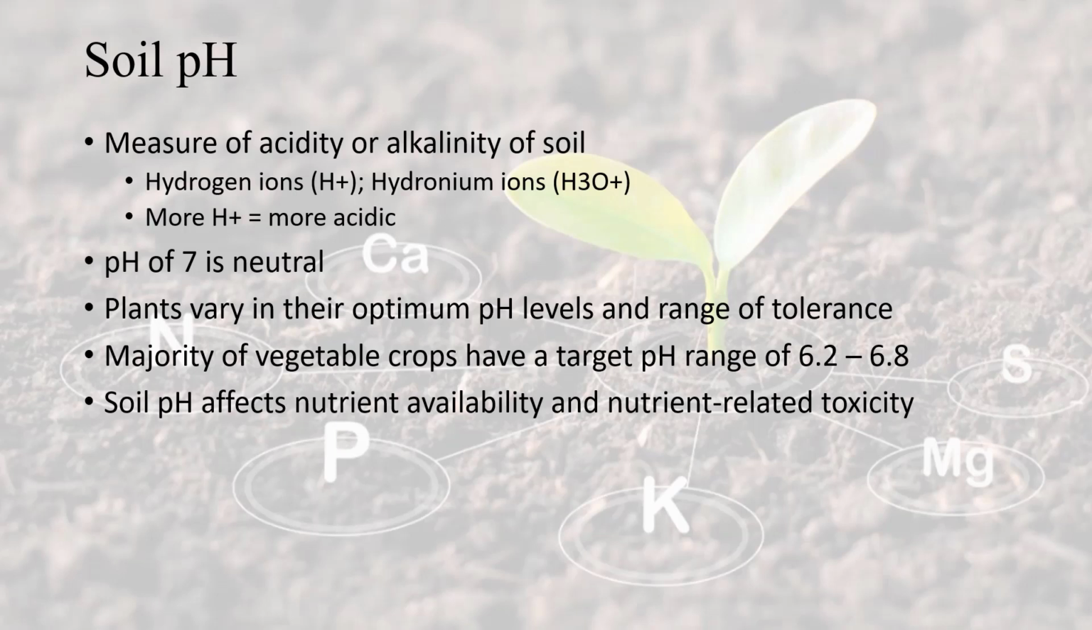Now, plants will vary in their optimum pH levels and range of tolerance. Your plants that you find outside of school, your wild plants, are adapted to a little bit more acidic soil, right? They prefer a more acidic soil. Your heath plants like your huckleberries and blueberries, your pine trees, etc. Most of your vegetable crops have a target or optimum pH range of around 6.2 to 6.8, so just slightly acidic. And like I said, soil pH is important because it affects nutrient availability, but you can also get nutrient-related toxicities if you go to the extremes of these pH ranges.